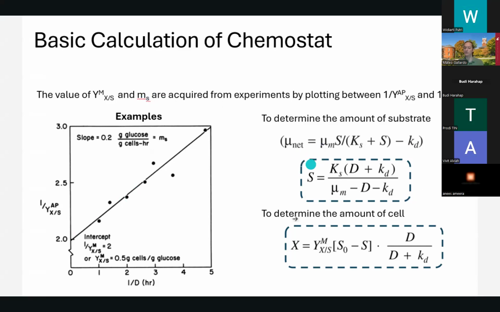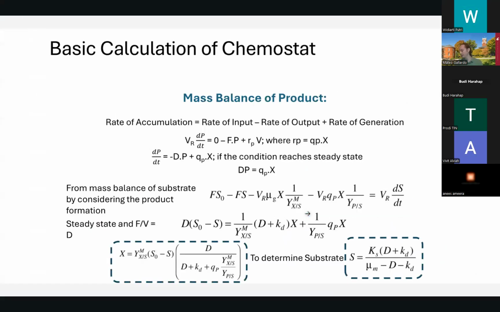So now we have these two equations. We will get more in the way. Let's see. The mass balance of product, we do the same thing with the substrate: accumulation, rate of input, we are not introducing the product, and output, that is the flow times the concentration of product, plus the rate of generation, that is RP times the volume. And RP is equal to the specific production times the biomass. It's specific because it's divided by the biomass that is producing this metabolite. And at steady state, we have this differential equal to 0, and we have that DP is equal to QP times X.